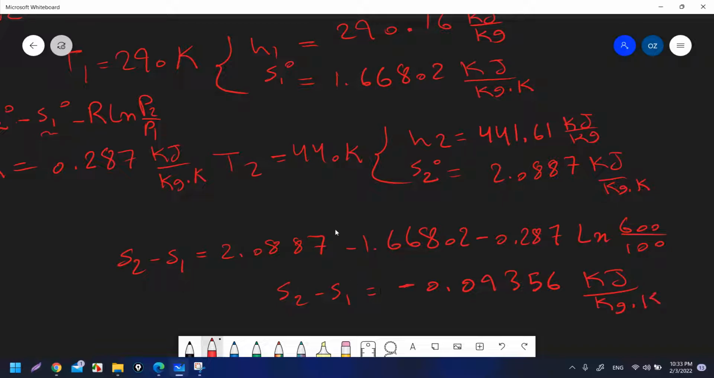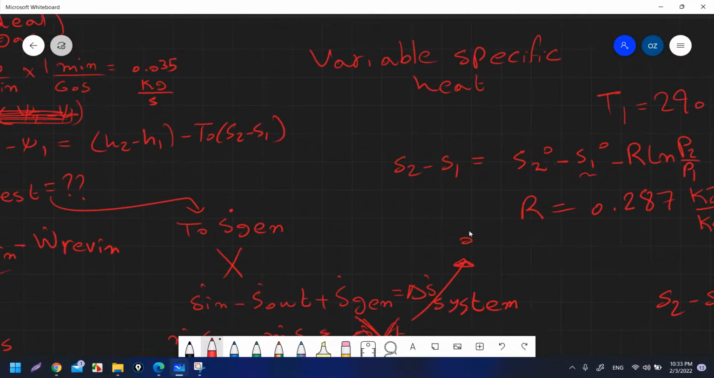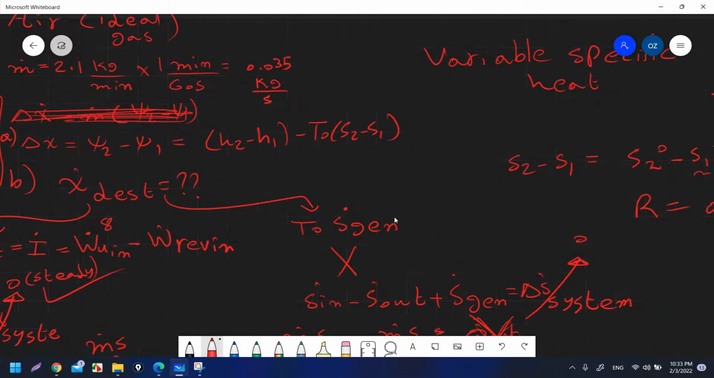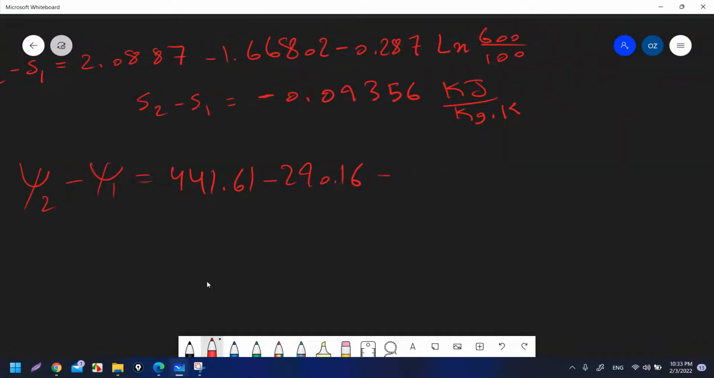Now that I have the enthalpies and entropy change, let's find the exergy change per unit mass. So psi 2 minus psi 1 will equal H2, 441.61, minus H1, 290.16, minus T naught, 290 given in the question, times S2 minus S1, which is negative 0.09356. This will give me 178.6 kilojoule per kilogram. So that is for part A.